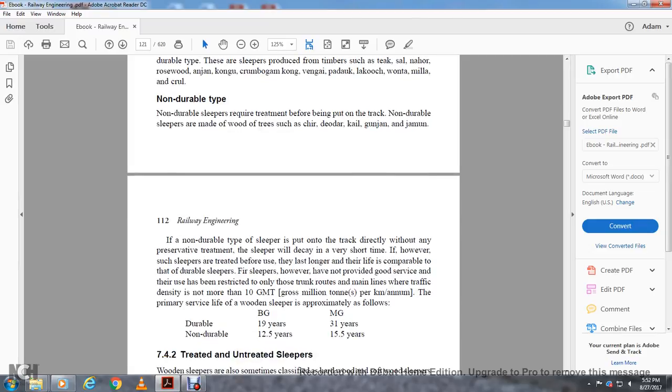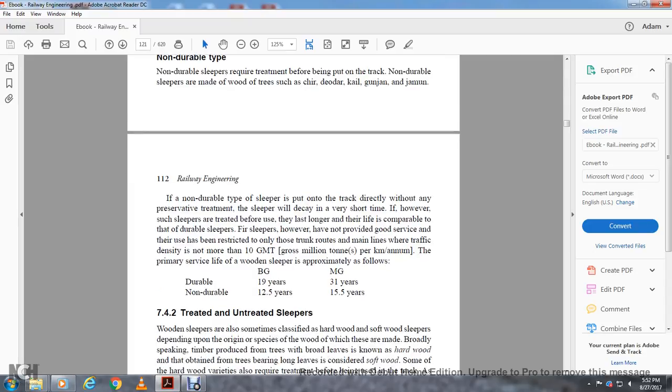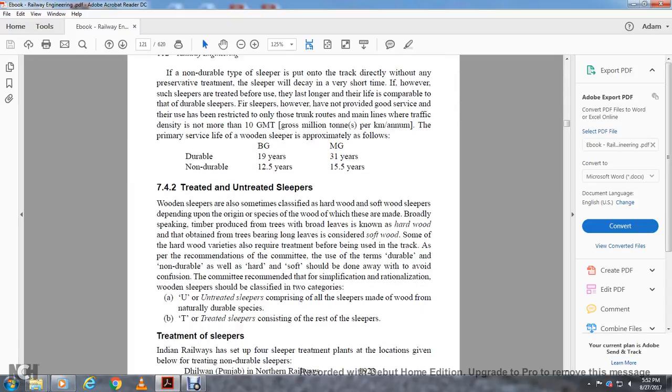Primary service life of the wooden sleepers is approximately as follows: durable, 19 years broad gauge, 31 years meter gauge; non-durable, 12.5 broad gauge, 15.5 meter gauge. 7.4.2 Treated and untreated sleepers.